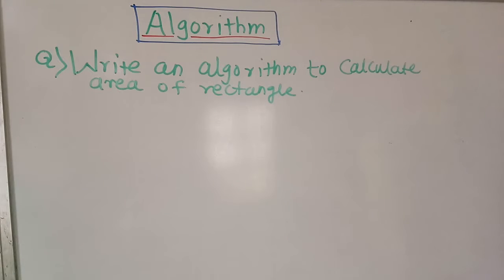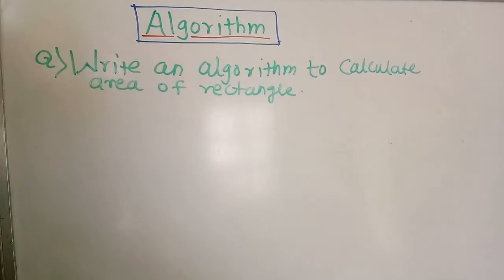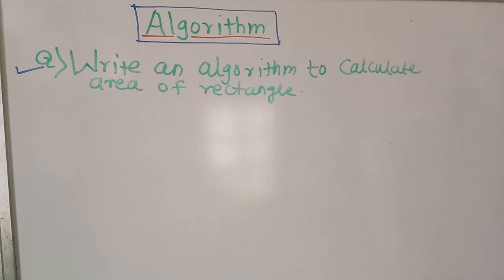In this video, we will cover the next part of the algorithm mechanisms, that is how to actually write an algorithm for any specific problem. So let us see one example: write an algorithm to calculate the area of a rectangle. As in the last video, I have listed how to write the algorithm and what an algorithm actually is. With reference to that video, we will try to write the next algorithm problems.